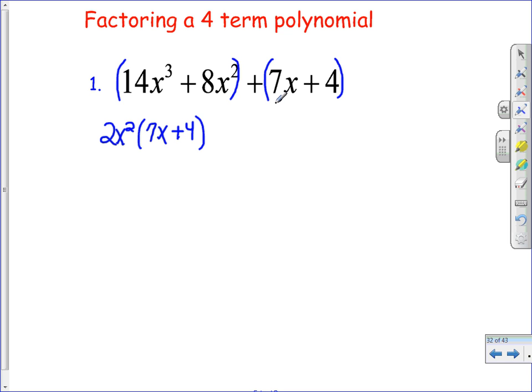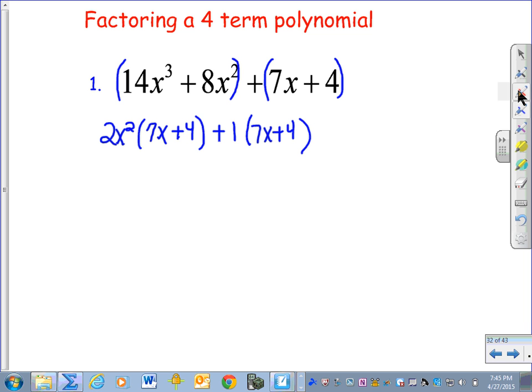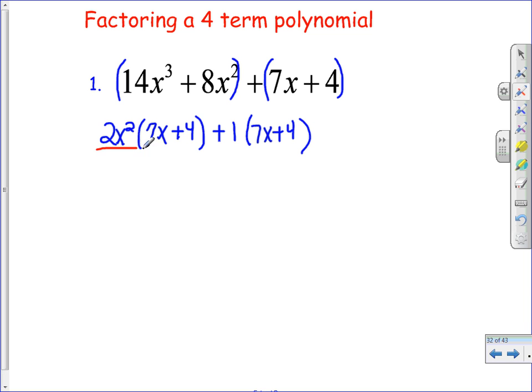I'm going to find the greatest common factor of my second group here, 7x plus 4. Well, the greatest common factor is a 1, and normally we don't factor out a 1, but when we factor by grouping, we do. So we're going to have plus the greatest common factor of 1 times 7x plus 4. So now I've taken these four terms and written them into two terms. This is my first term. This is my second term.